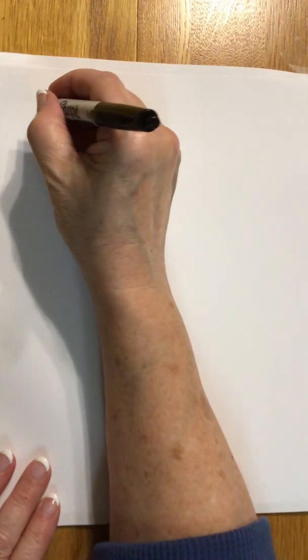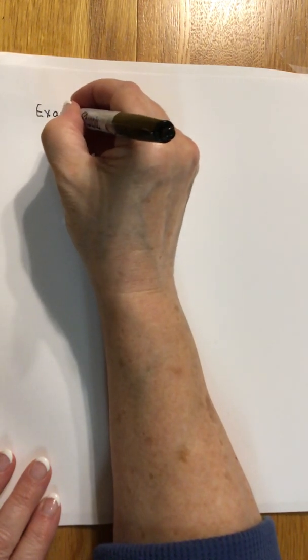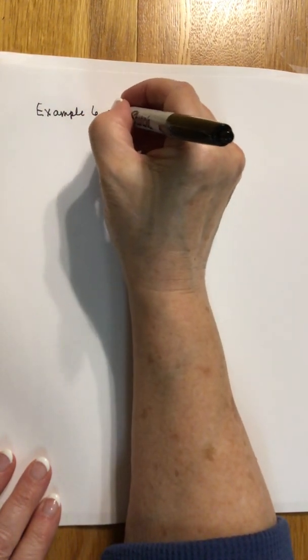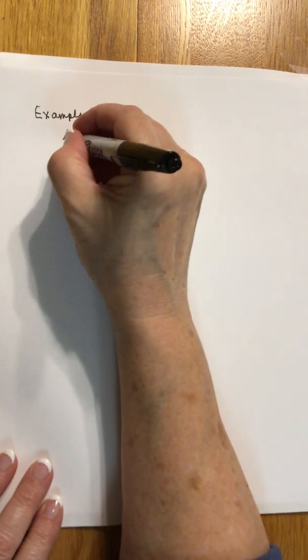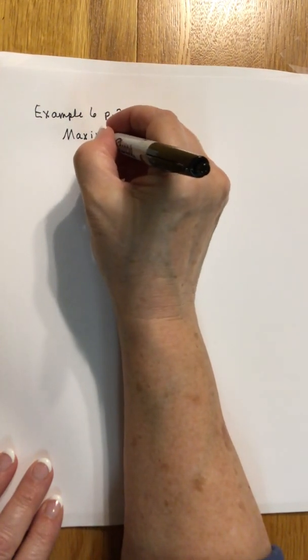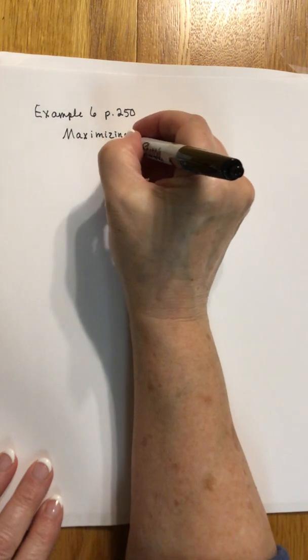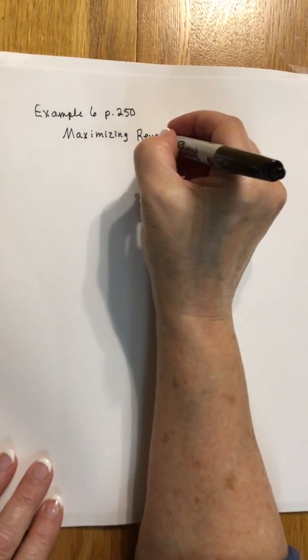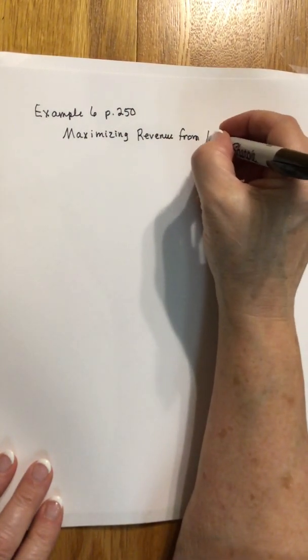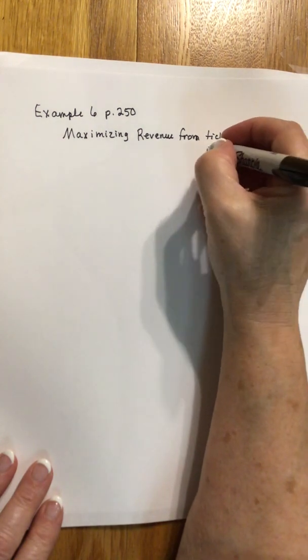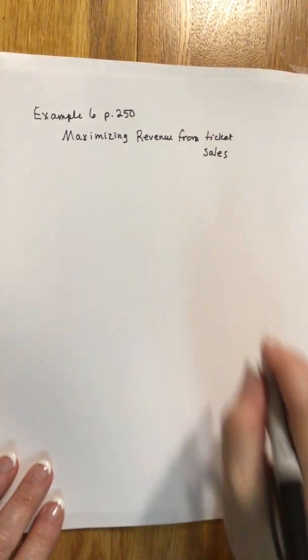We're going to look at example number 6, page 250. It's called maximizing revenue from ticket sales. Okay, so we're going to read it from page 250. So if you have your iPads, you want to scroll to that page.